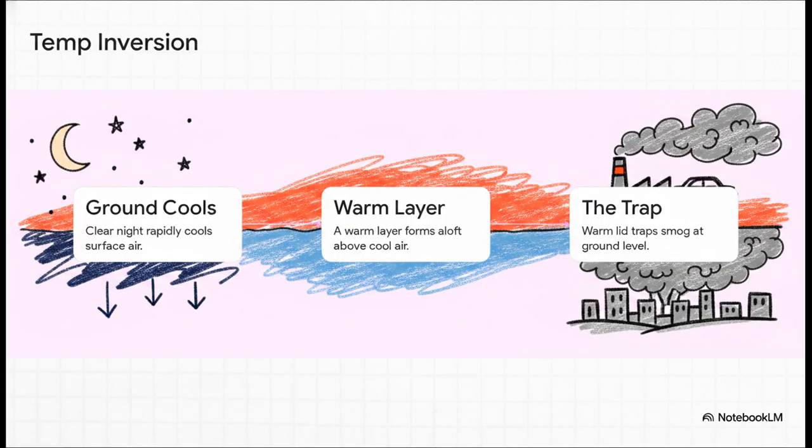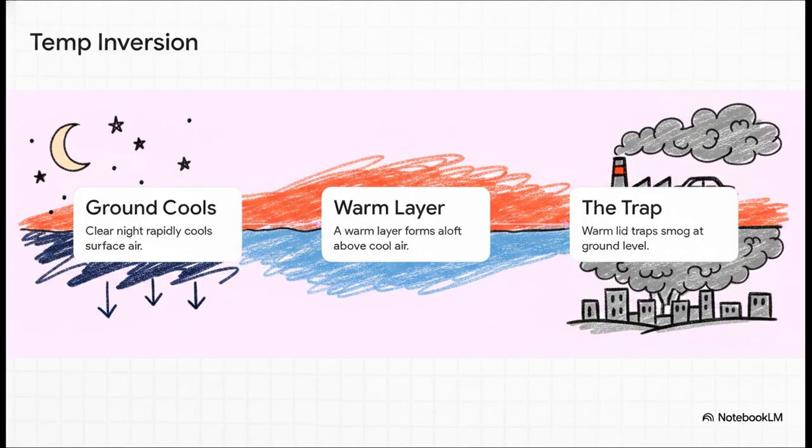But even with the best planning in the world, the atmosphere can still betray us through something called a temperature inversion. Usually, as we discussed, air gets colder as you go up. But during an inversion, this completely flips. First, on a clear night, the ground cools really fast, chilling the air right above it. Next, a warm layer of air forms aloft, sitting right above that cold surface air. The third step is where the trap snaps shut.